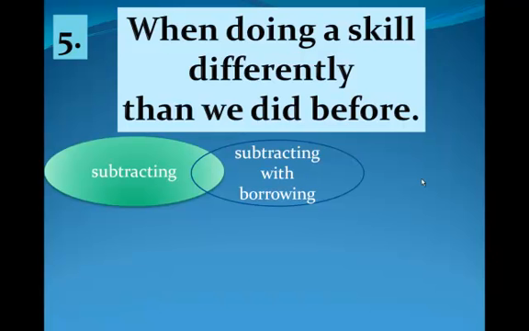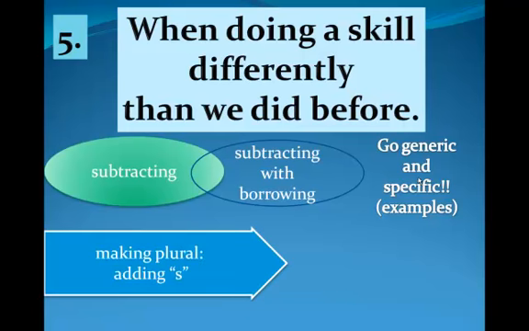I think when we change processes and we don't help them connect it back to the way we did something before, then they feel like we're changing the rules on them. We're changing in midstream. And you can use generic similarities and differences, but also use specific examples.